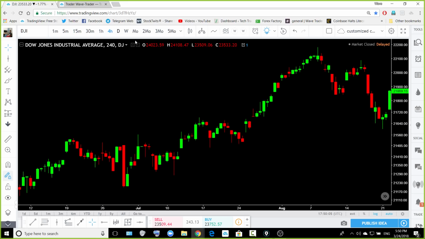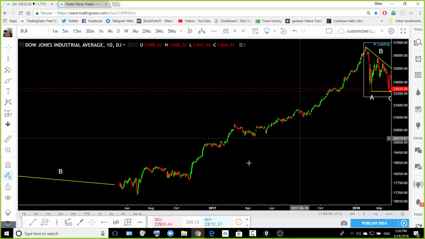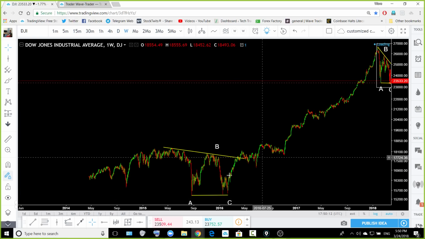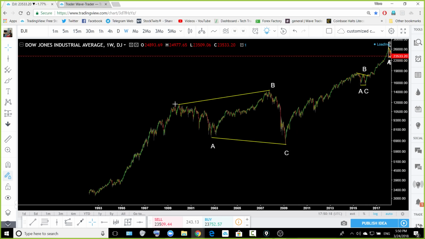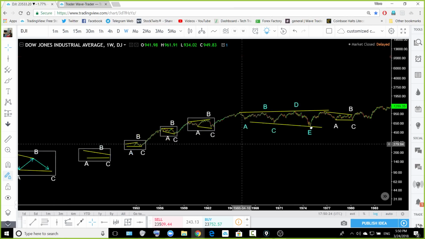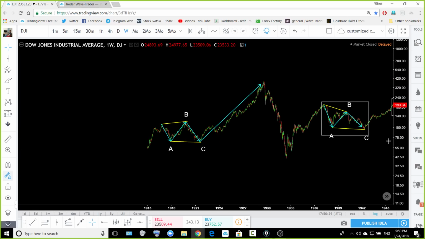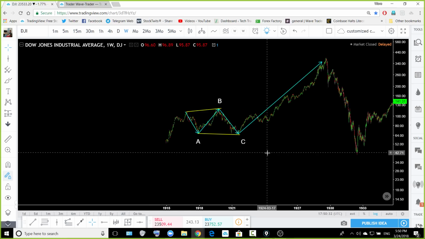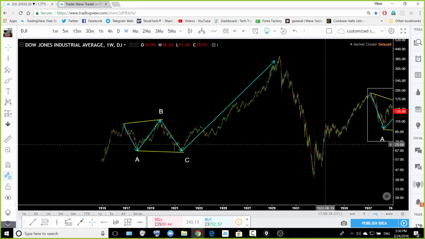All right, so let me give you some educational tip here so that you guys can understand what we are anticipating. So you guys can see that Dow Jones started to rise from this area. Let's look at that. In 1918, almost 100 years ago. So we are talking about 100 years ago. You guys can see that.